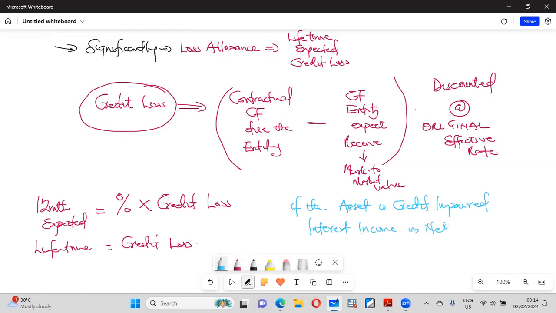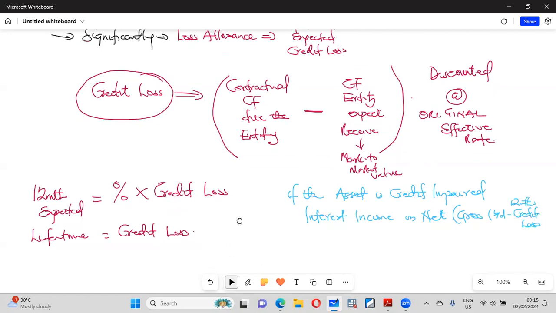What do I mean by the net? It means you take your gross, which is your balance brought down, minus the 12 months expected credit loss, or minus the lifetime credit loss. So you deduct it, and when you deduct, the interest income will be on the net. But if it is not credit impaired, the interest income will still be on the gross.